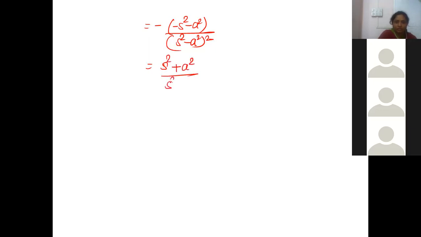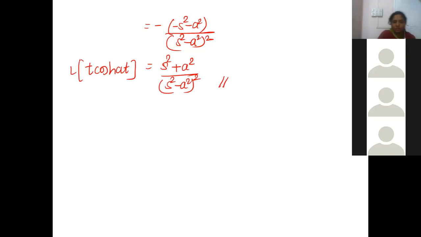There is a negative sign outside. Minus of minus s square minus a square upon the denominator. If you multiply inside by that negative, it is s square plus a square upon s square minus a square whole square. That is the Laplace transform of t cosh at.